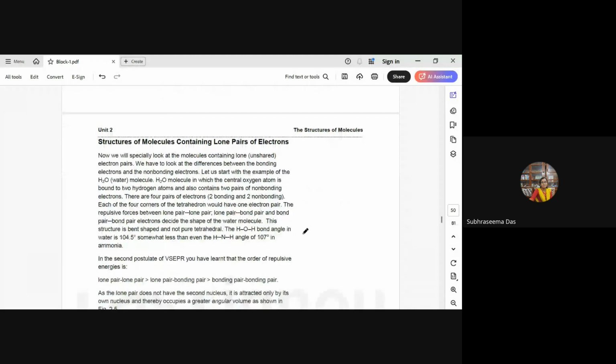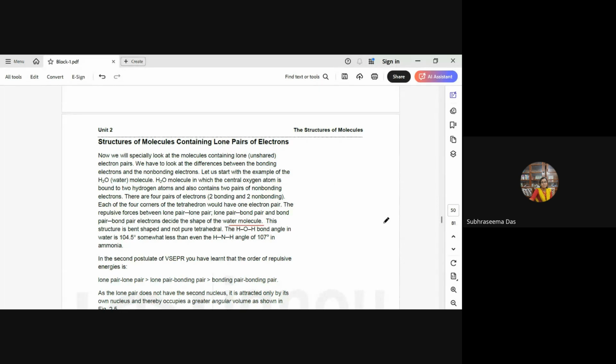Then, structures of molecules which contain lone pairs of electrons. Now we'll specifically look into the molecules that contain lone electron pairs. First we'll start with H2O. In the H2O molecule, the central oxygen atom is bonded to two hydrogen atoms and it also contains two pairs of non-bonding electrons. There are four pairs of electrons, that is two bonding and two non-bonding. Each of the four corners of the tetrahedron is occupied by one of the electron pairs.